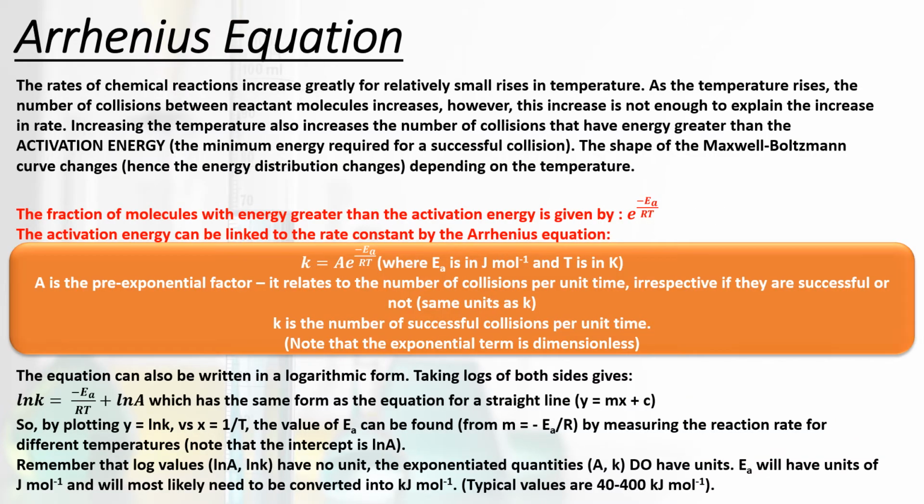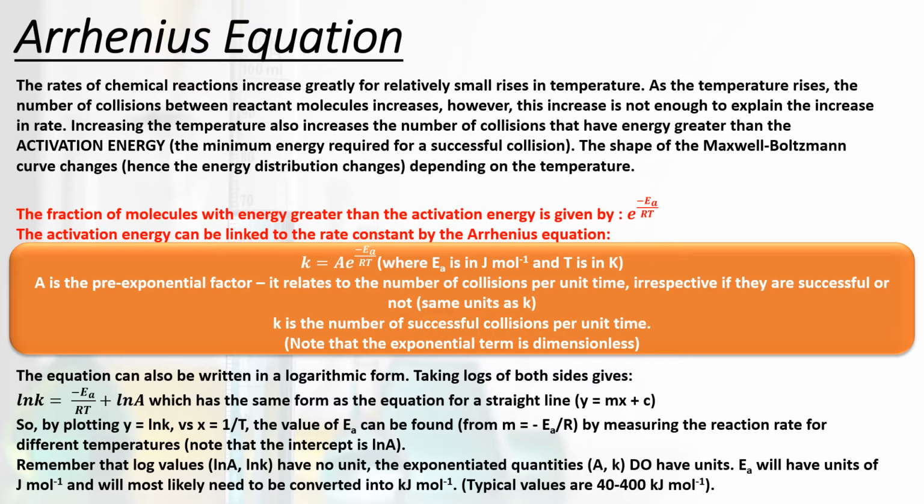So this now brings us into something called the Arrhenius equation. Now, as we said in the previous video of this series, the rates of chemical reactions can increase greatly for a relatively small rise in temperature. A pretty small temperature change can give a massive increase in the rate of the reaction. This is because as the temperature rises, the number of collisions between reactant molecules will increase. If we increase the temperature, the molecules are going to move a bit quicker, they have more energy, and so they're more likely to collide with each other, and so our collision frequency increases.